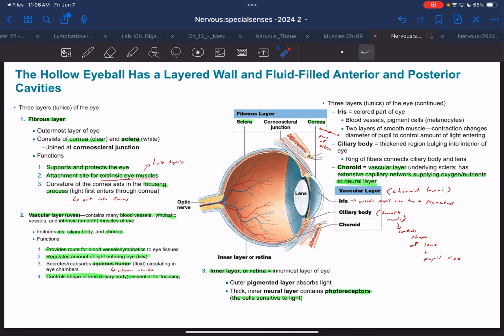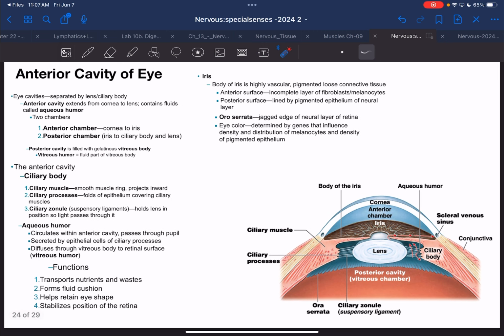And in your eye, I guess that's it for the occipital muscles. Nice.